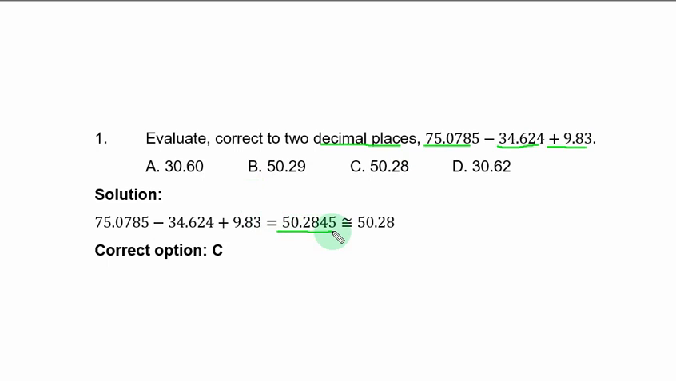50.2845. Our interest is the first two numbers after the point, so we must consider 2 and 8 precisely. The next number is 4. 4 is less than 5. You round it down to 0. If you add it to 8, it remains 8. So you have 50.28 to 2 decimal places. C is the correct option.